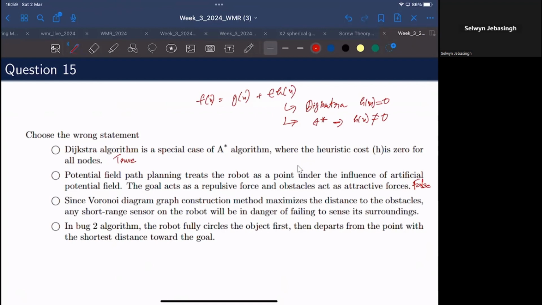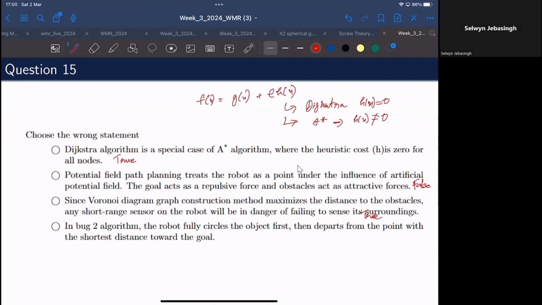Okay, so option 3: since Voronoi diagram graph construction method maximizes the difference to the obstacles, any short range sensor on the robot will be in danger of failing to sense its surroundings. So that is also true, because Voronoi keeps the robot as far as possible away from all these obstacles. But if it is using a short range sensor, it may not be able to detect the obstacles or surroundings. So eventually it may fail if the distance between the obstacles is too large.